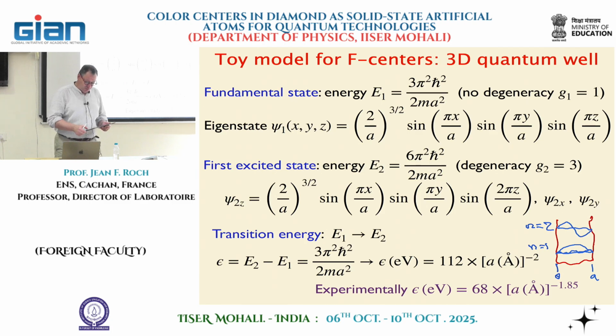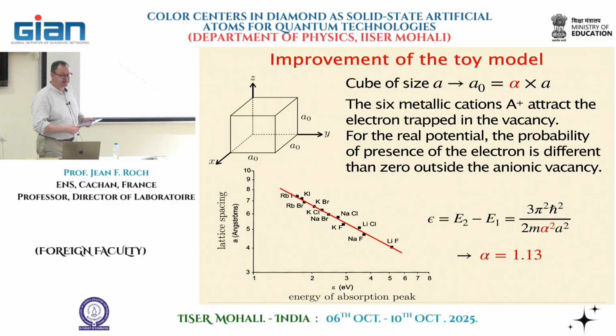So we can say that actually the cube does not have the dimension of the lattice parameter, but something a little bit larger, since the metallic cations can attract the electrons that are trapped in the vacancy. So the actual dimension of the box that keeps the electron is somehow a little bit larger than the width of the box.